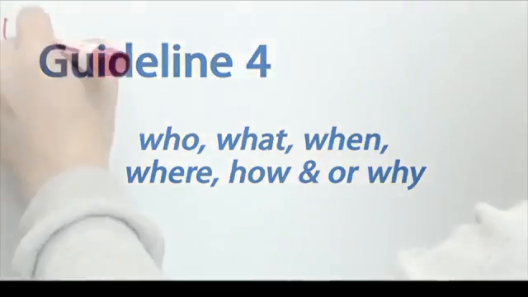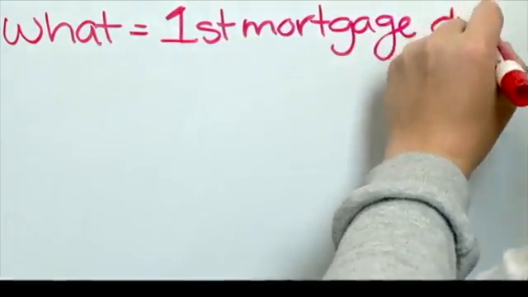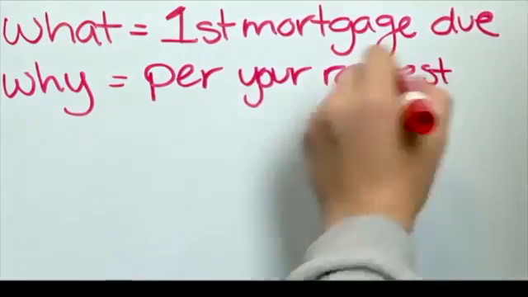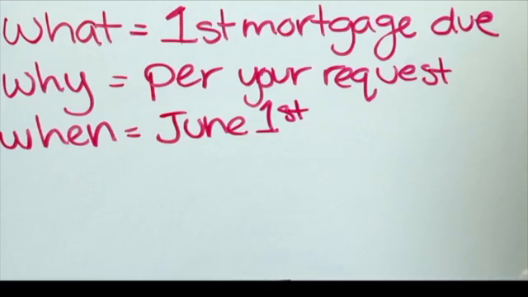Let's go back to an earlier example. This call is from Bank of the Nile per your request to remind you that your first mortgage payment is due on June 1st. The what is to remind you that the first mortgage payment is due. The why is per your request. The when is June 1st. So you can see in this example that not all of those elements are within each sentence, but the most important pieces of information will be conveyed by who, what, when, where, how, and why.